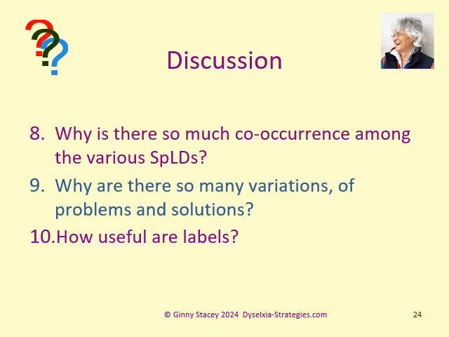So why is there so much co-occurrence among the various SpLDs? Why is there so much variation within one label of the problems and solutions? And how useful are the labels? Well, the way in which the connections are made in the brain, once you've got something like the assembly C that is causing the neural signals to go off in other directions, where they go to will very much depend on the individual people. So there is going to be overlap. There are going to be variations of the problems and the solutions.